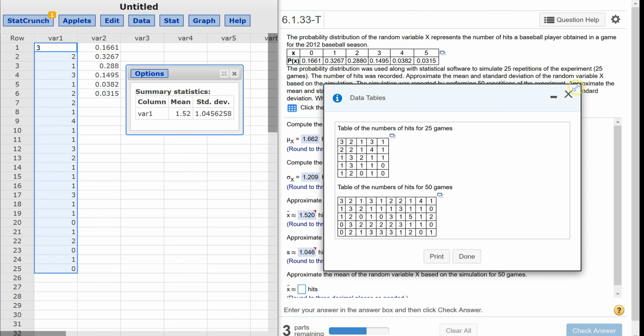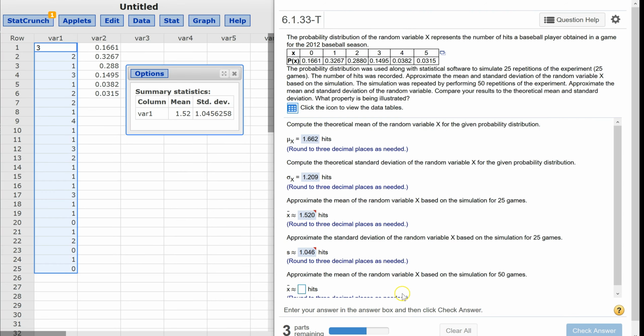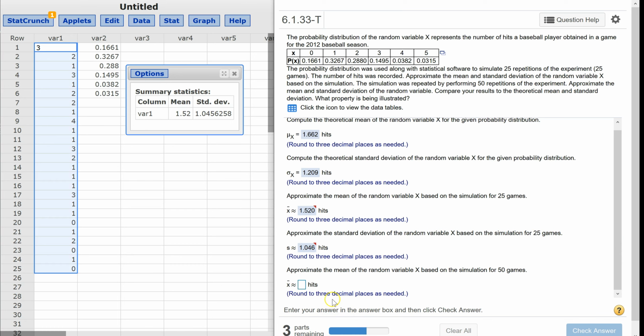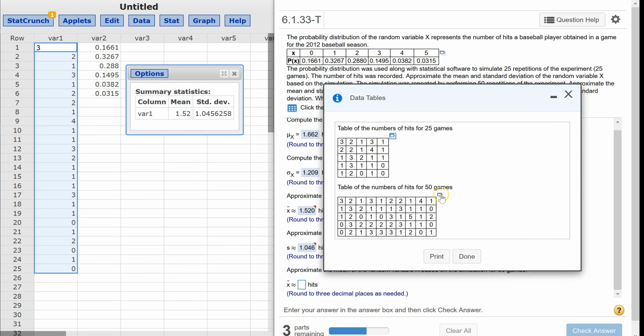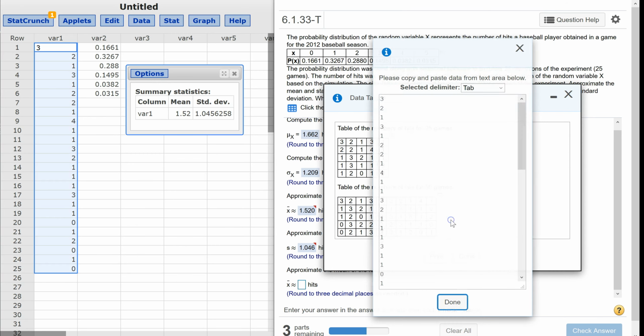My mean is 1.52, and my standard deviation needs to be rounded to 3 decimal places. So it's 1.046. And you can see that that's the answers that are anticipated or expected. If I go to the next part, it says approximate the mean of the random variable x based on the simulation for 50 games. I go back to the tabular data and I select all 50 games.